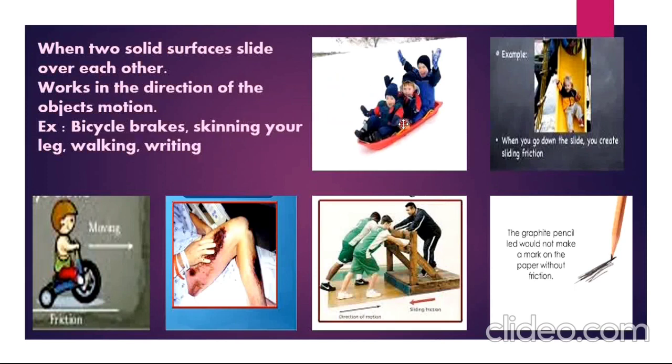It works in the direction of the object's motion, and the examples are: when you apply the brake of a cycle, it slows down and then stops. Skinning of your leg, walking, writing, these are all examples of sliding friction.